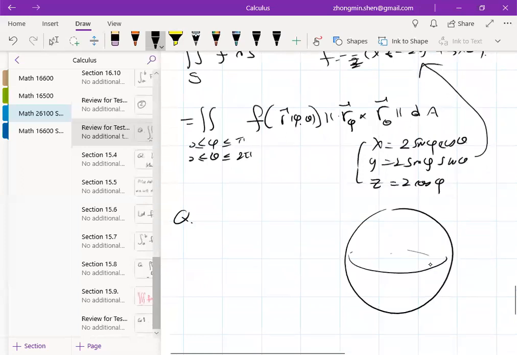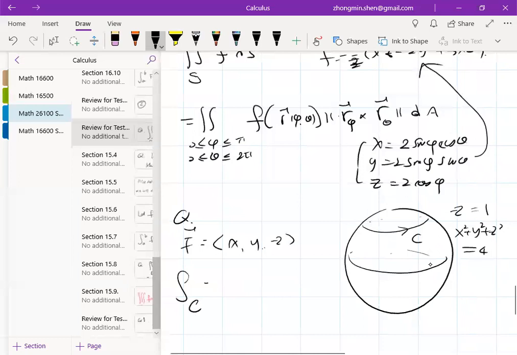You know, it's three-dimensional. Okay, I draw the curve here on the sphere. This is the curve C. Okay, it's a closed curve, and how do I do that? It's z equals 1, and the sphere is x squared plus y squared plus z squared equals 4, right? So that cuts, so you get circle C, and then you have the vector field, which is going to be x, y. Just a simple vector field. Evaluate this line integral. Right? How do you do that?